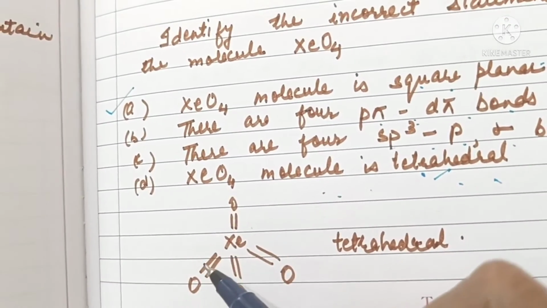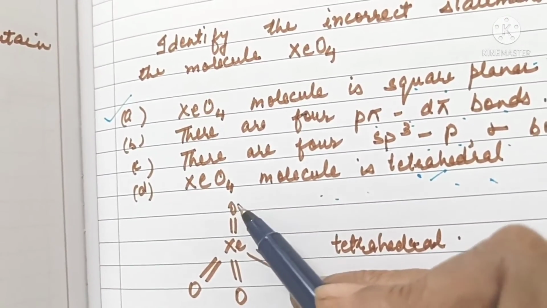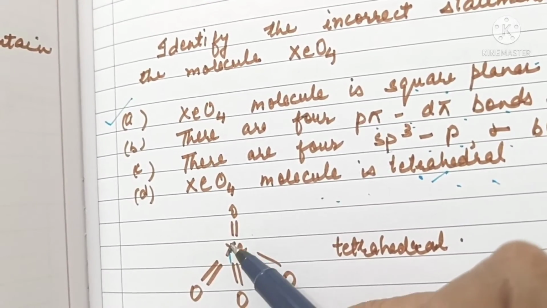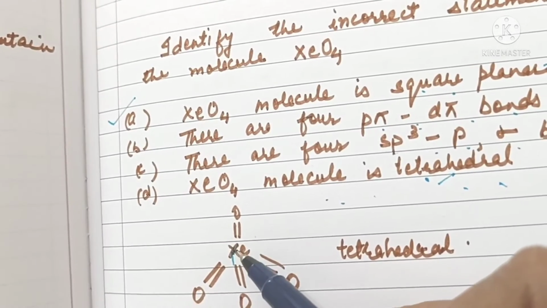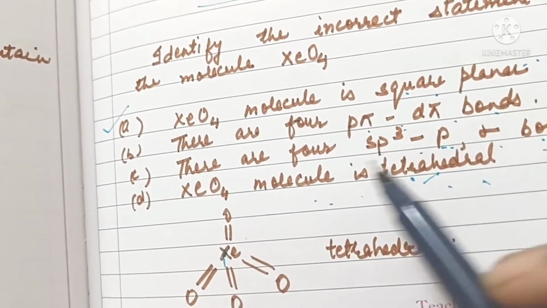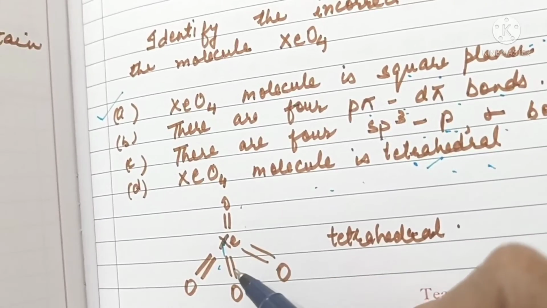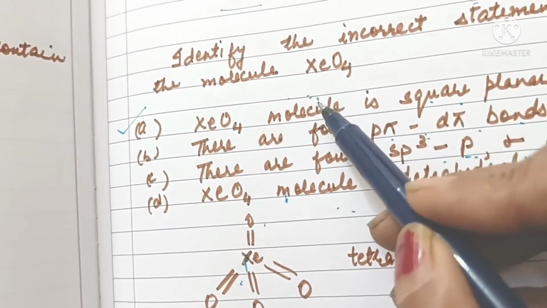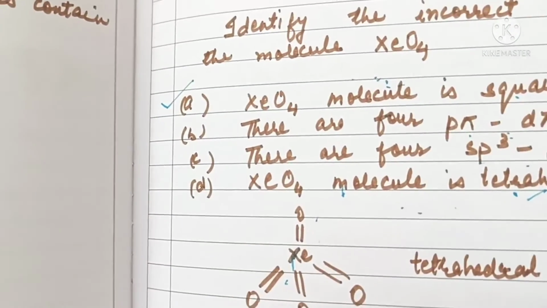The pi bonds are between p and d orbitals of oxygen and xenon respectively, and 4 sigma bonds are also present. So these are correct statements. This is the incorrect statement. This is your answer.